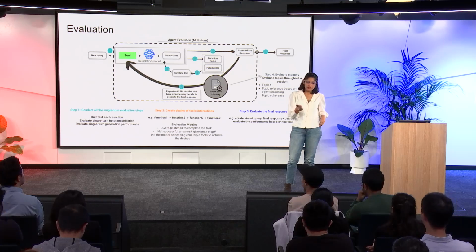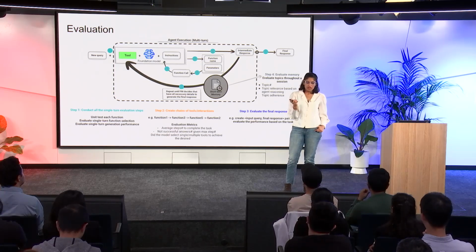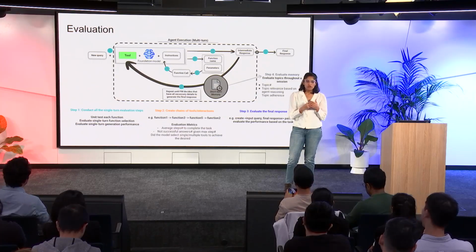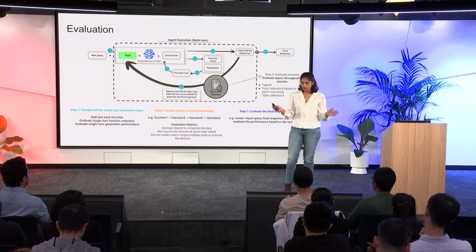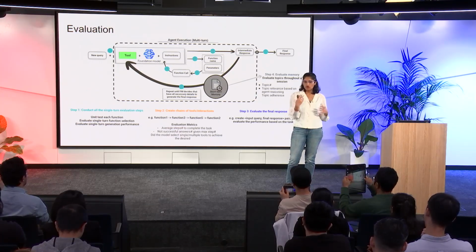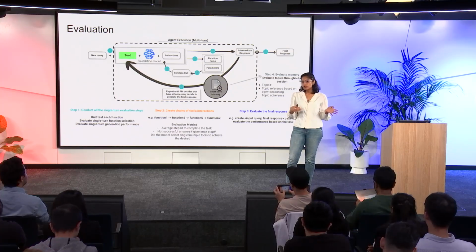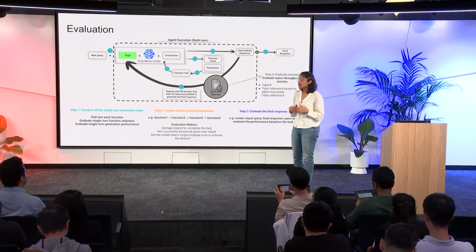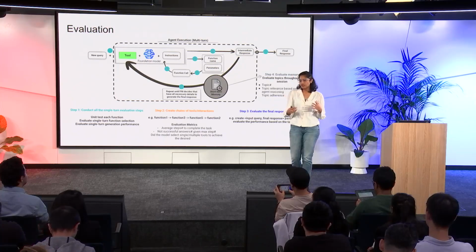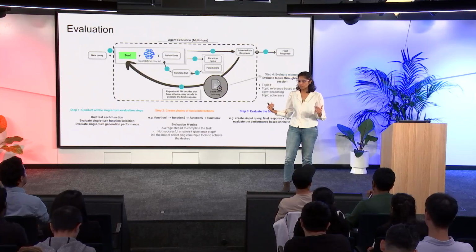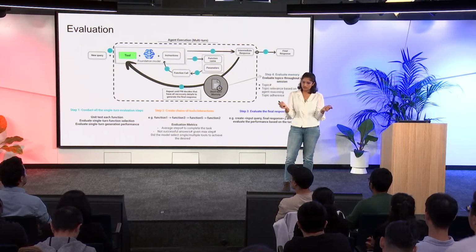The first part of the evaluation, if you look at step 1, is to conduct all the single turn evaluation steps. This includes making sure you've written all the unit tests for your tools, so your tools are giving all the right outputs based on your input. Then it also includes that when you execute the agent in one turn, it's giving you the right output. So that's just a very small part of it.